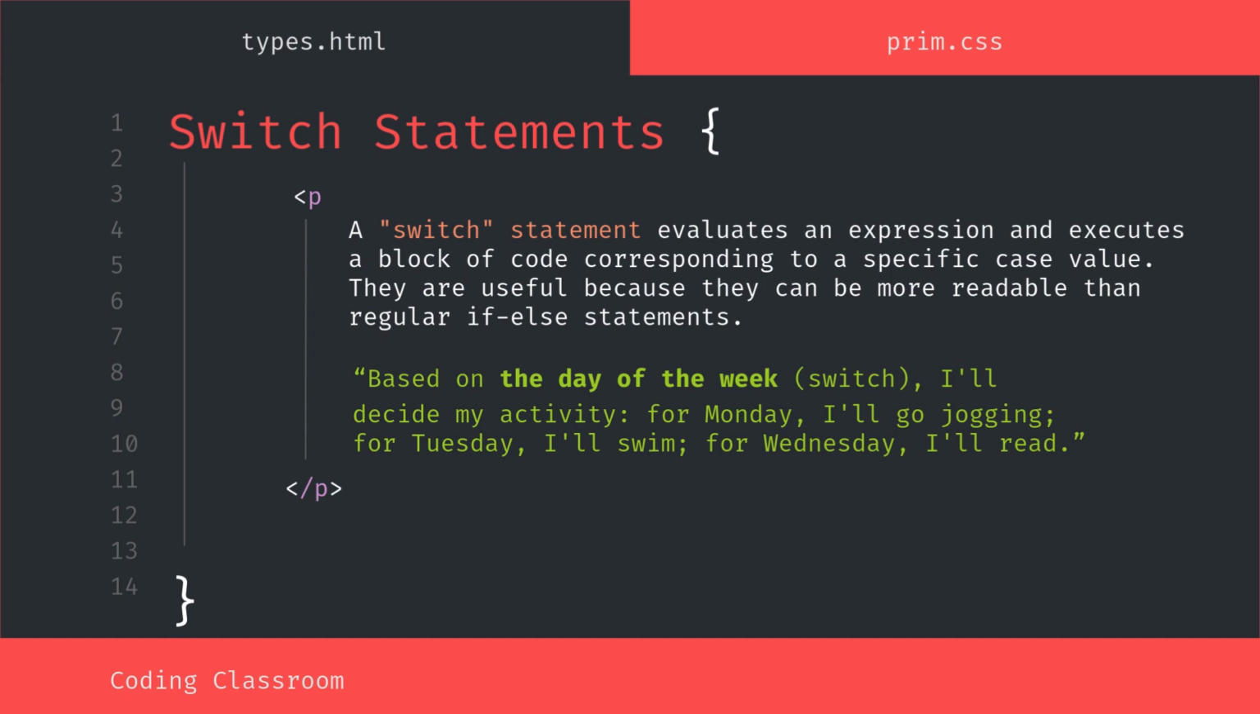Switch statements are a powerful tool in programming for handling multiple possible values of a single variable. They evaluate an expression and execute the code block that matches a specific case value. Each case represents a condition, and the break keyword ensures the program stops checking after finding a match. If no match is found, the default block provides a fallback action, similar to an else statement.